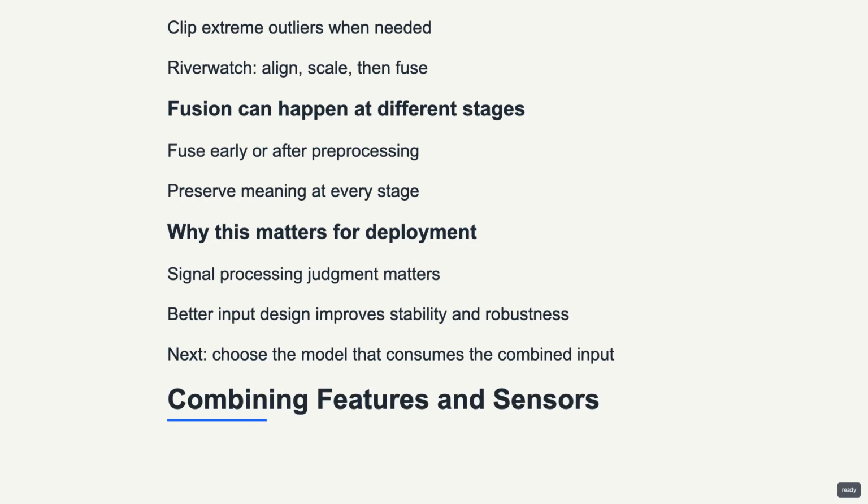Combining sensor signals starts with the practical problem of turning messy measurements into something a model can trust. The focus here is alignment, scale, and the choice of how different inputs should meet before inference.